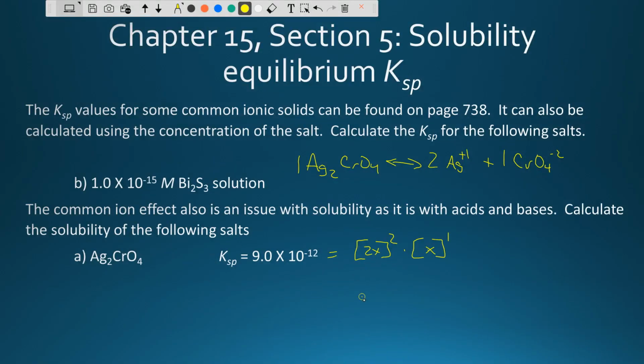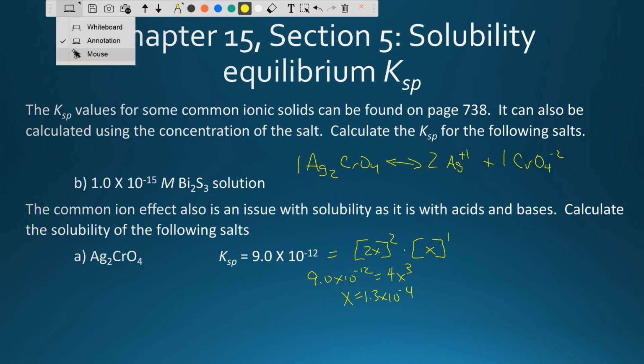So what do I have in here? 2x to the second power is going to be 4x squared times x. So this means that I have 9.0 times 10 to the negative 12 equals 4x cubed. And so I take the cube root. x is then going to be 1.3 times 10 to the negative 4. Okay, that is going to be the solubility of that salt, 1.3 times 10 to the negative 4. And that's all I need to do.